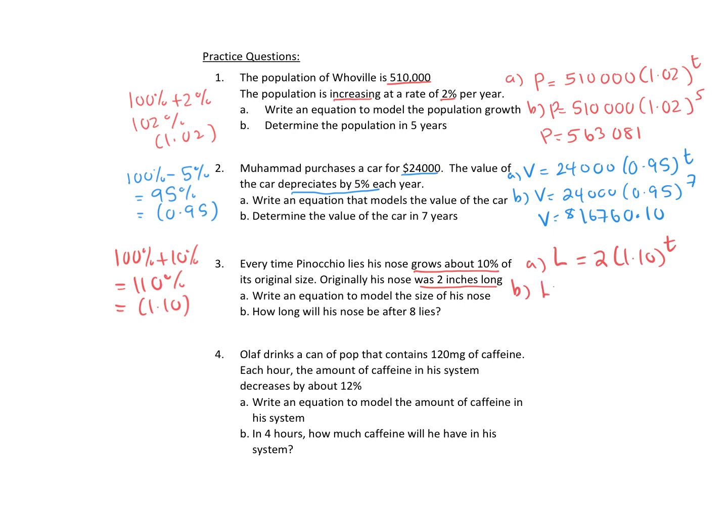So part B, I want to find the length after 8 lies. So I'm going to do original length of 2, increasing by 10%, 8 times. So let's see how long his nose gets. So 1.10 to the power 8 times the original length of 2. So now his nose is going to be 4.29 inches long.